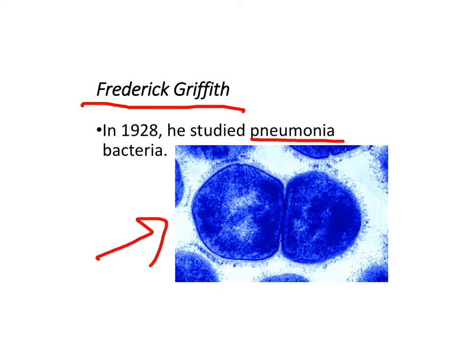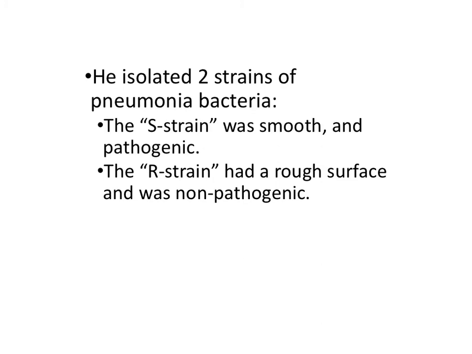This is a microscope picture of some pneumonia bacteria here. You might notice that the surface looks fuzzy. We're going to talk about that in just a minute. So as he's working on these pneumonia bacteria, he isolates two strains. The first is called S strain, S for smooth, and the S strain he found to be pathogenic. Pathogenic means it can cause illness, and it can make you sick, and it can even kill you. So the S strain was the one that made you sick. The R strain was the other strain that he isolated. It had a rough surface, like the one you just saw, and this strain did not make anyone sick.